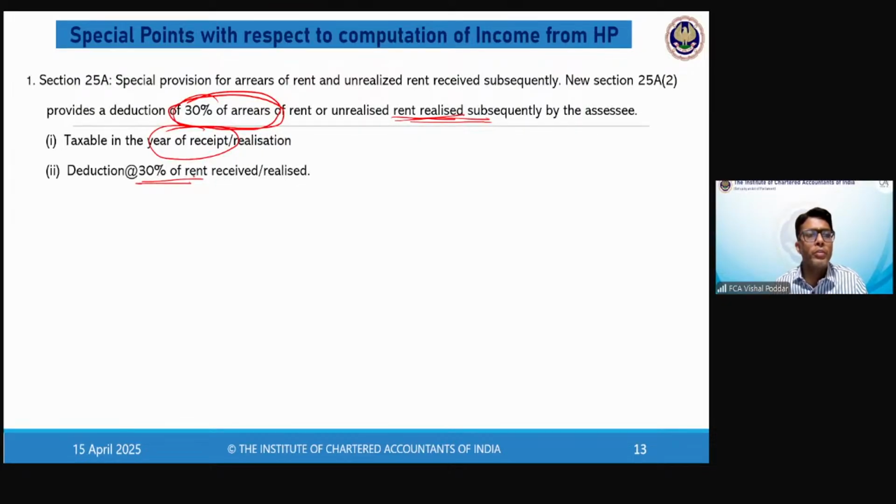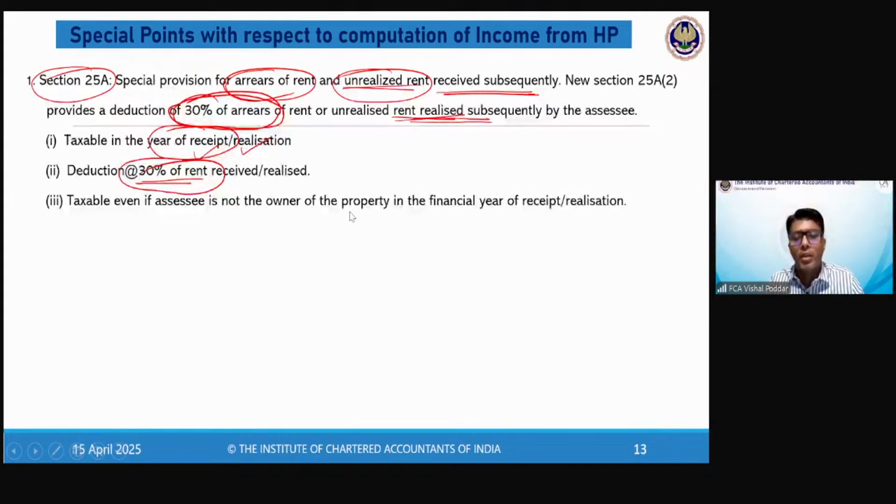So this is a special provision under 25A, which is applicable to this unrealized rent, or if there was some arrears of rent. In both these cases, whenever this amount is received in the future, in that year, that is in the year of receipt or realization, you will tax this amount by allowing that standard deduction of 30%. The law has also clarified that you will tax this in the year of receipt, even though you may not be owner of that property anymore. So you may have sold that property, no problem. Still, you will tax it in the year in which it is received. Fine.